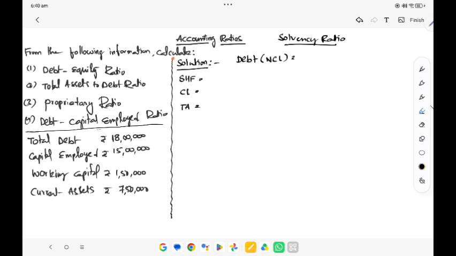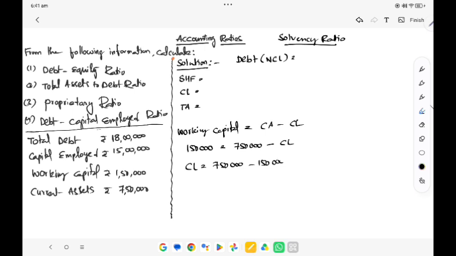So the given information: total debt is given, capital employed is given, working capital is given, current assets is given. First I want to take working capital. What is the formula for working capital? Working capital is equal to current assets minus current liabilities. Substitute the values here: 1,50,000 working capital is equal to 7,50,000 current assets minus current liabilities. Change the positions. Current liability is equal to 7,50,000 minus 1,50,000, which is equal to 5 lakhs.